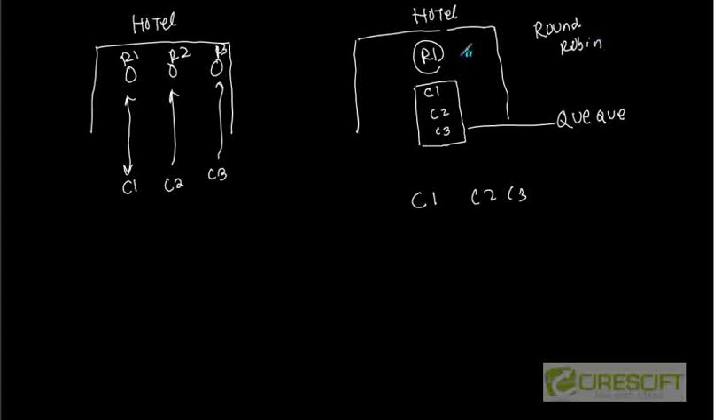Let's say I have two receptionists. In that case, maybe C1 and C2 are going to be served by R1, and C3 may go to R3. So essentially we are going to have queues. Exactly this is what happens in Oracle. In a shared server mode, we are going to have some sort of queue, and we are going to discuss all those things in a couple of minutes.